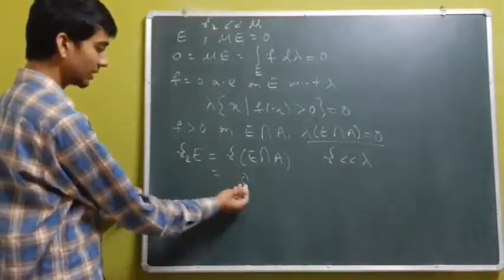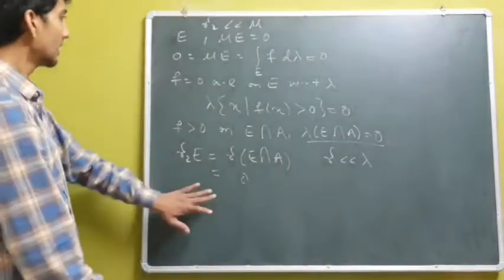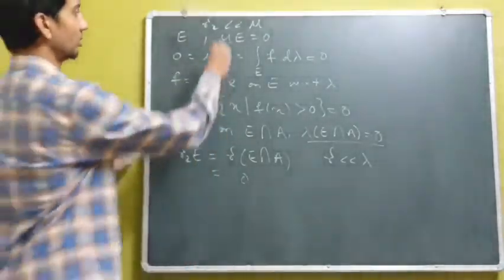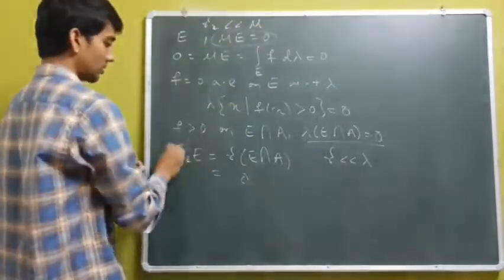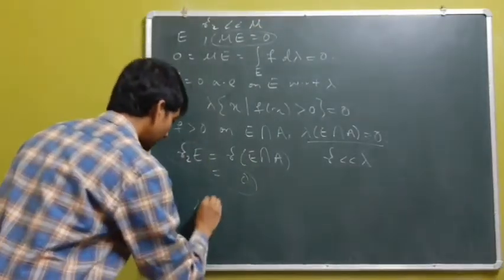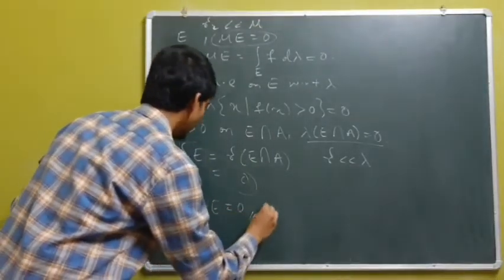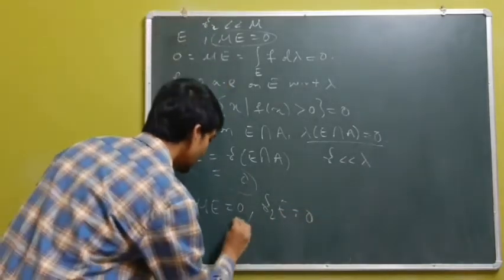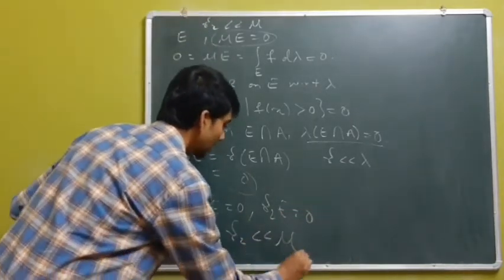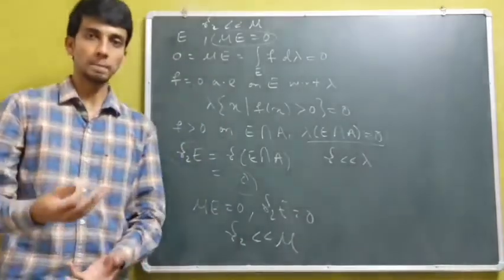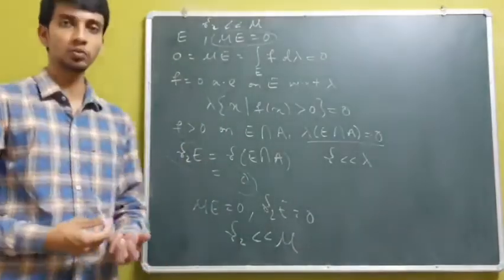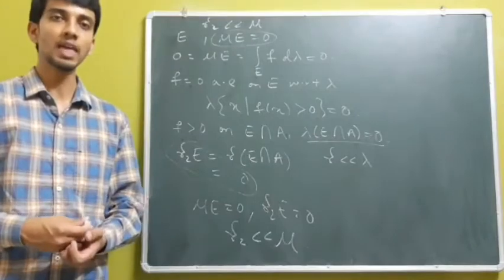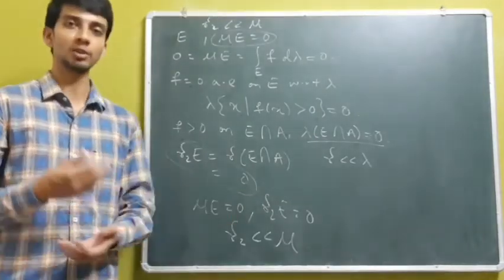This must be 0 as gamma and lambda are absolutely continuous. So I arrived at gamma 2 of E to be 0, having considered mu of E to be 0. So assuming mu of E is 0, I arrived at gamma 2 of E is 0. This implies gamma 2 is absolutely continuous with respect to mu. So this completes the proof of the Lebesgue decomposition theorem, as well as this completes unit 4.